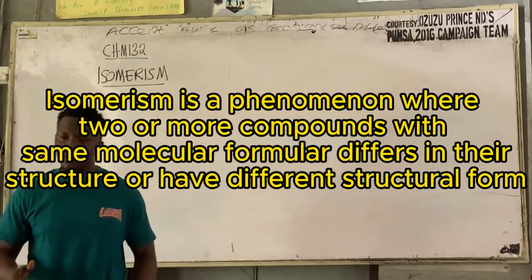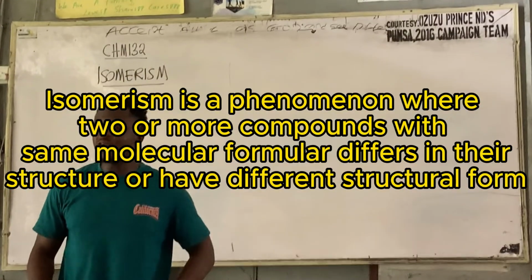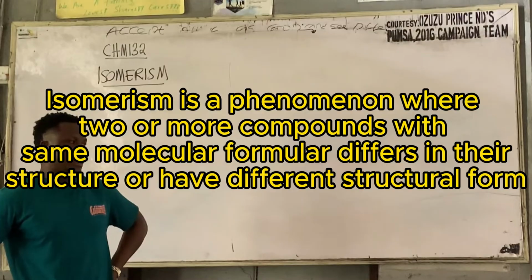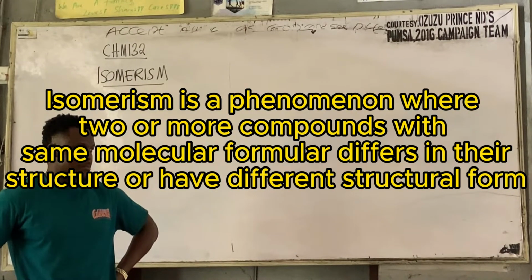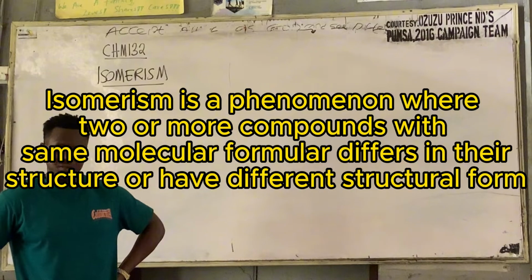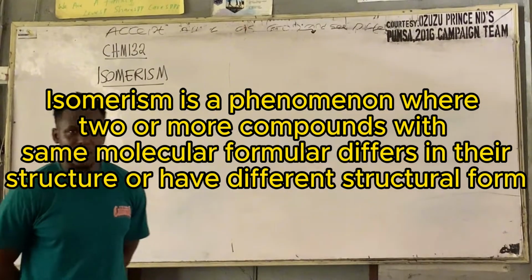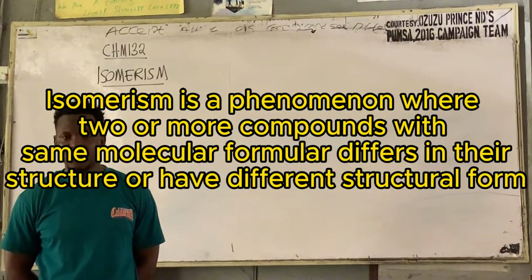Isomerism is a phenomenon where two or more compounds with the same molecular formula exist in different structural forms.